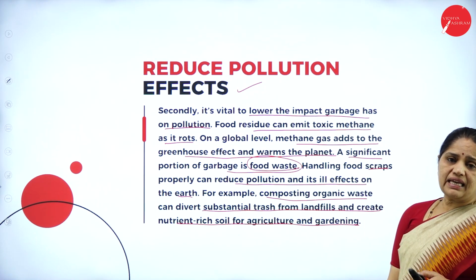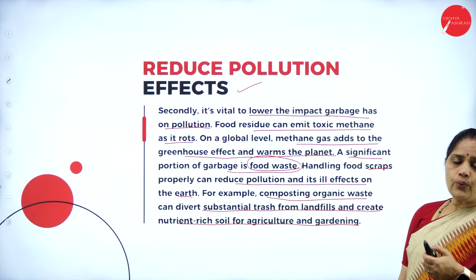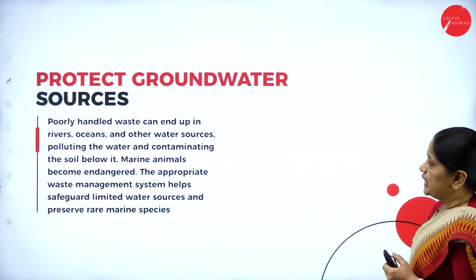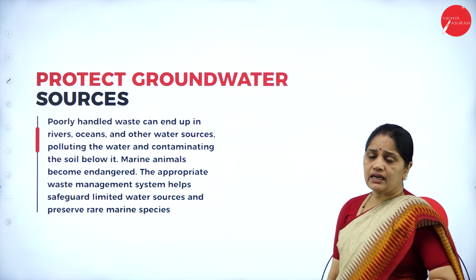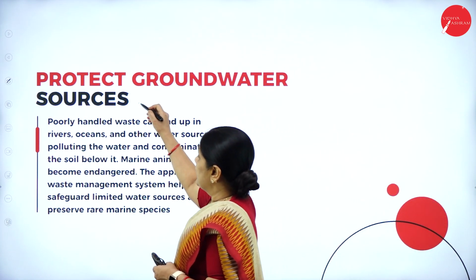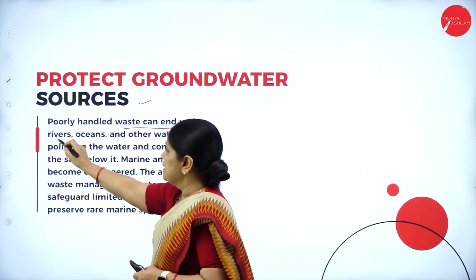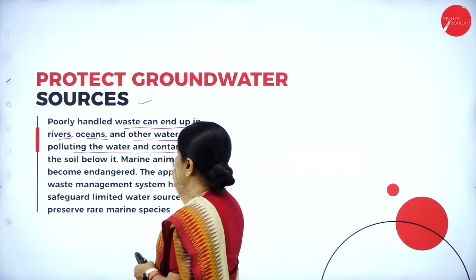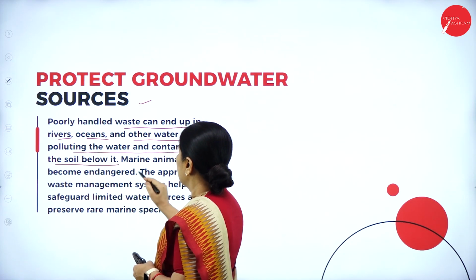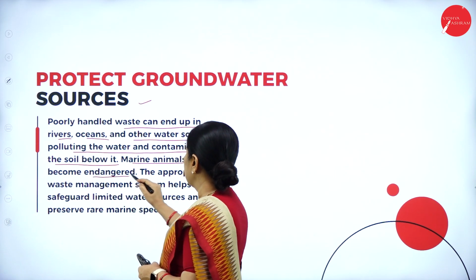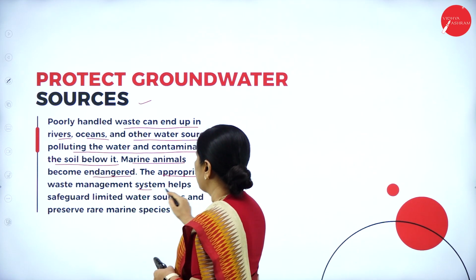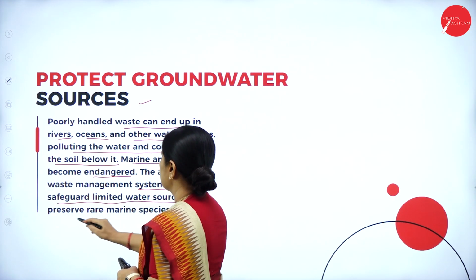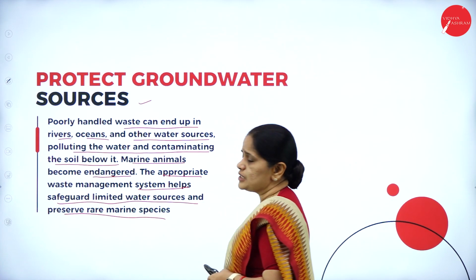So, instead of making landfills out of this trash, we can make use of that land for agriculture. Then, next one is protect groundwater sources. Poorly handled waste can end up in rivers, oceans, and other water sources, polluting the water and contaminating the soil below it. Marine animals become endangered. The appropriate waste management system helps safeguard limited water sources and preserve rare marine species.